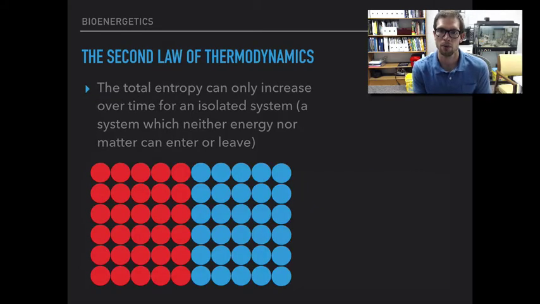Now, the second law of thermodynamics has to deal with entropy. So entropy is a measure of disorder, and the second law states that the total entropy can only increase over time for an isolated system. An isolated system being a system which neither energy nor matter can enter or leave. What this means is that you can have something very ordered. It's over time spontaneously going to become more disordered. So this represents a more disordered system. This happens just because disorder is more likely than order. So it's sort of a probability thing that's going to drive this.